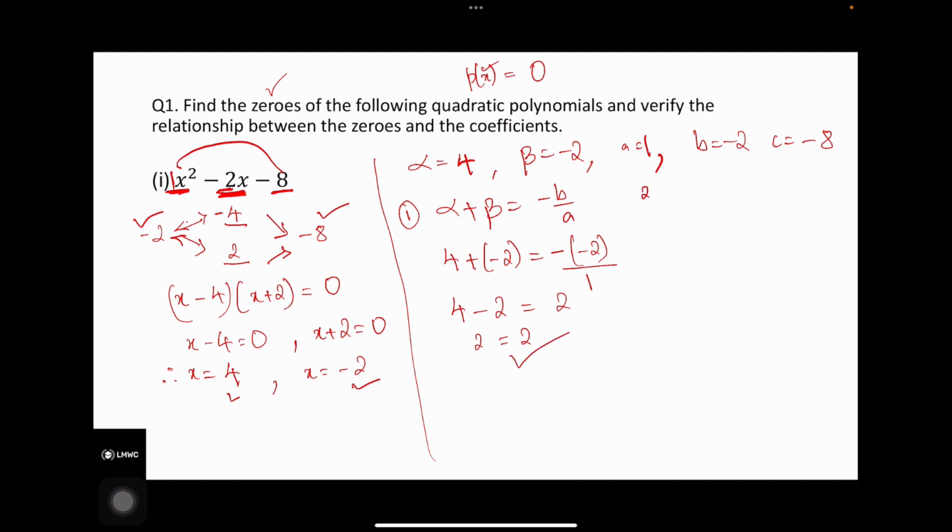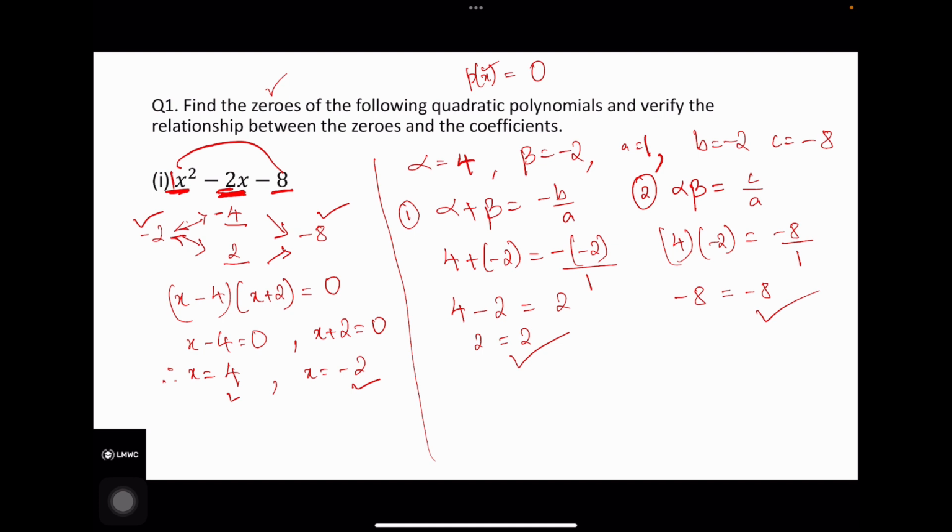Similarly, we will do it for the product of zeros, which is alpha into beta equals c by a. Alpha being 4, beta being -2, c being -8, and a being 1, which gives -8 equals -8. And over here also, the left hand side and the right hand side are equal. So this is how you have to verify the zeros and the coefficients of certain polynomials.